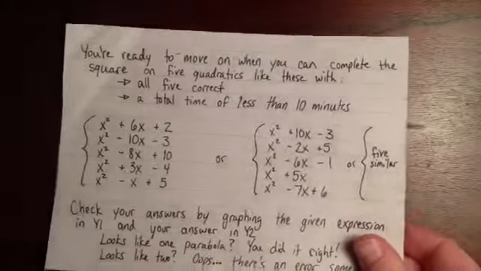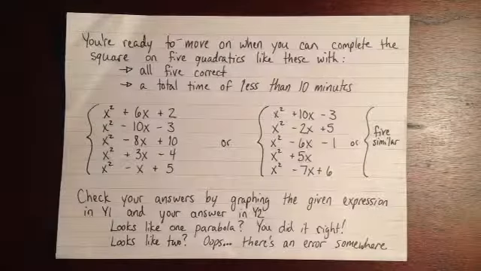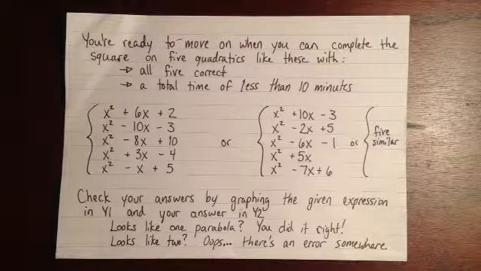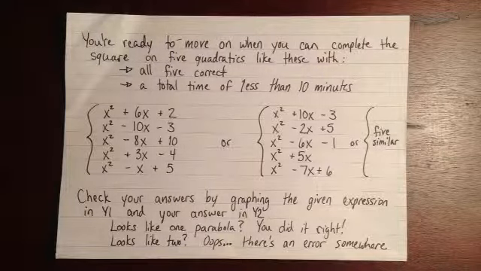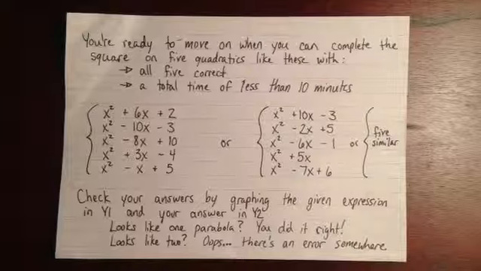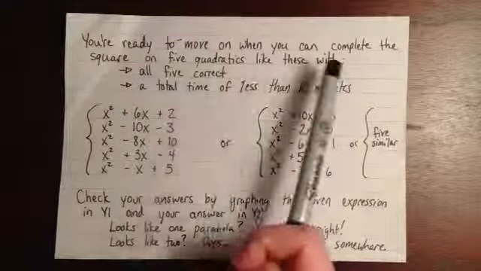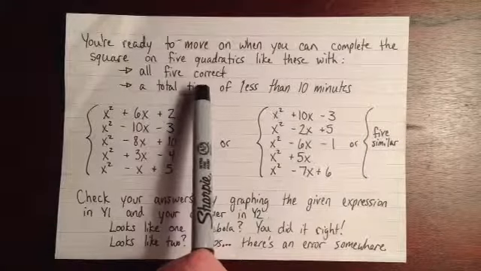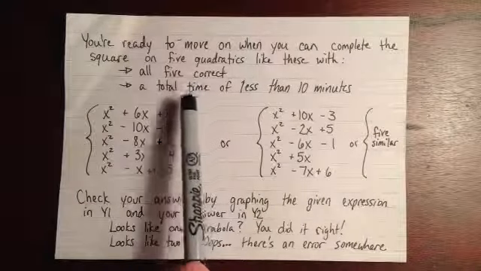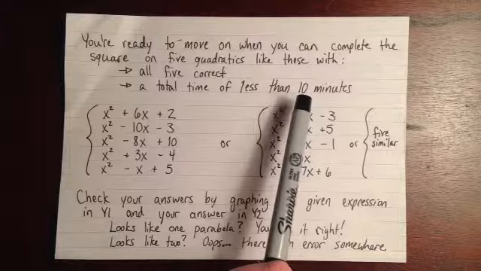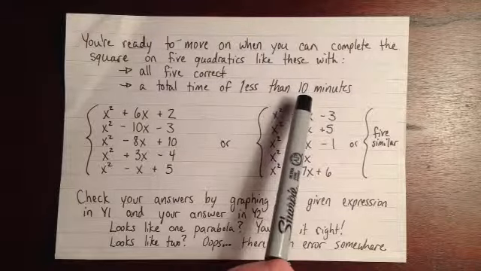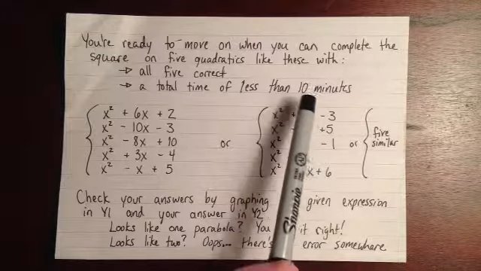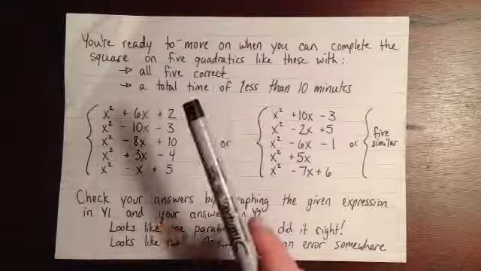So, you're ready to move on to the next video when you can do the following. You understand it and you have practiced it enough that you can do it well. If you can complete the square on 5 quadratics like these, with all of them correct, that's the most important part, and you can do it in less than 10 minutes. If it's 10.5 minutes, that's close enough. But if it takes you 20 minutes, then you're too slow and you just need to practice more so that you're really, really comfortable with it.